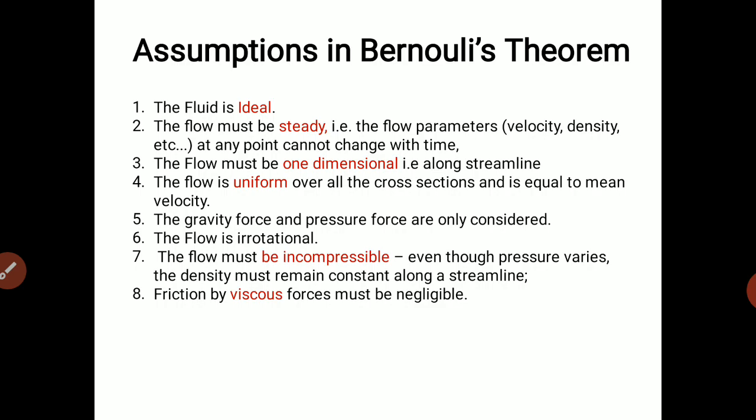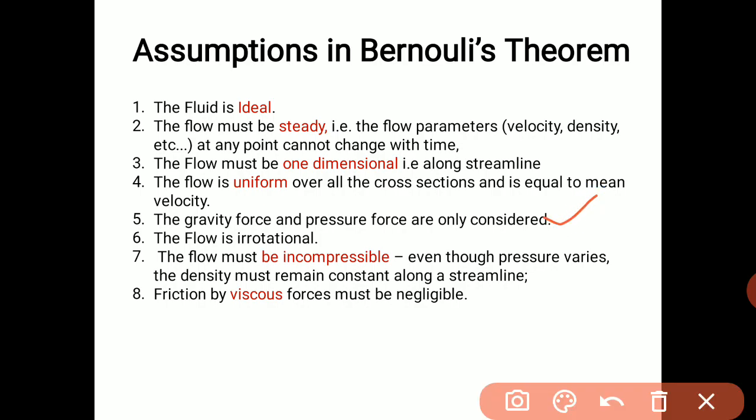The flow must be steady, that is, the flow parameters, velocity, density, etc., at any point do not change with time. The flow must be one dimensional, that is, along a streamline. The flow is uniform over all the cross section and is equal to the mean velocity. The gravity force and pressure force are the only forces considered. This is a very important point. That's why it is P divided by rho g plus Z plus V square upon 2g; gravity and pressure forces are only considered.